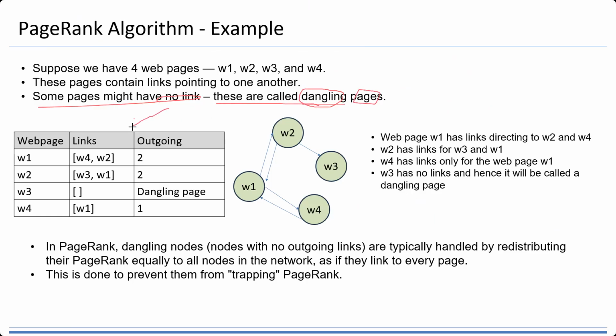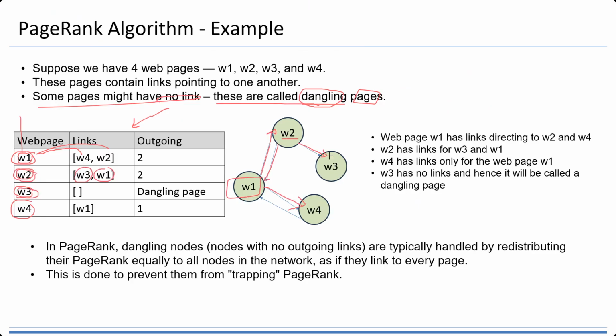So let's look at this matrix. We have web 1, web 2, web 3, and web 4. Web 1 has a link to web 4 and web 2. So we can make a kind of graph. W1 is a node, and it is related with W2 and W4. Web 2 is a node, and it is linked to W3 and W1.